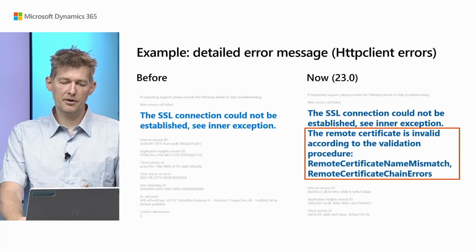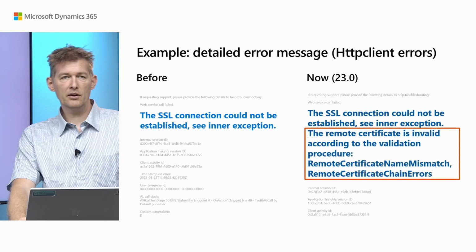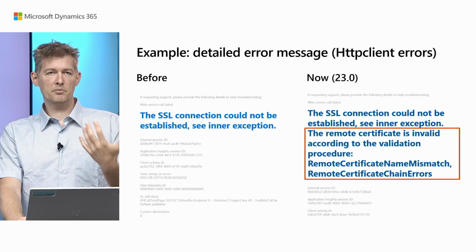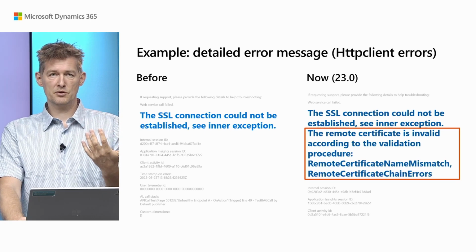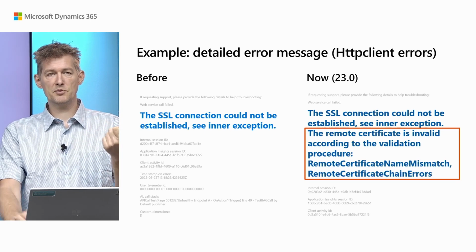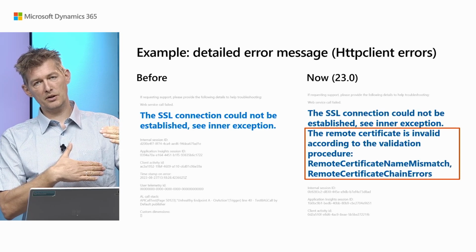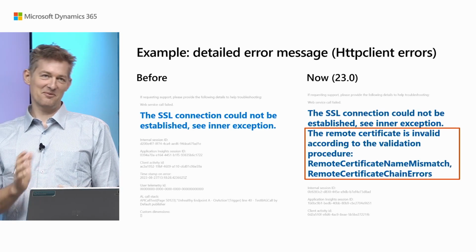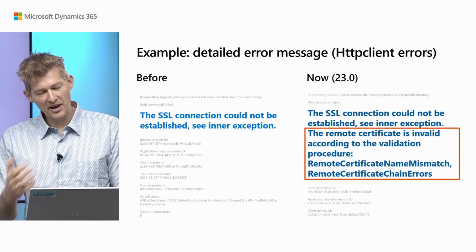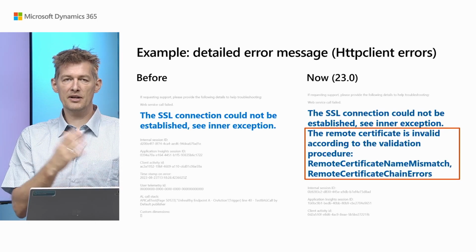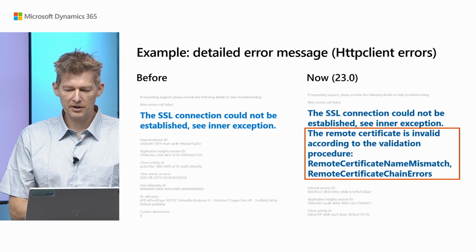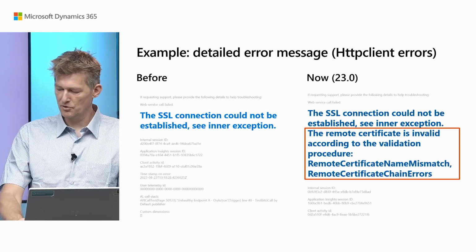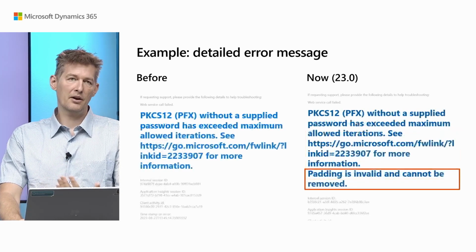Some examples here. Before, if you had SSL connection failures, the error message, prior to version 23, would just be see inner exceptions, but you had no idea what the inner exception was. So that's kind of, haha, see it, but we won't show you. Now we actually give you a little bit more info. In this case, the remote certificate is invalid. Okay, that's much easier to troubleshoot if you actually know that.